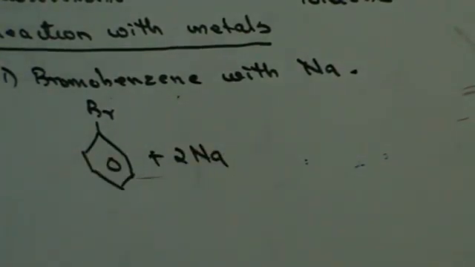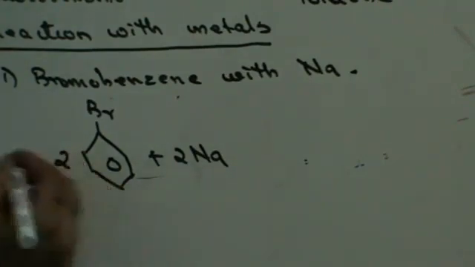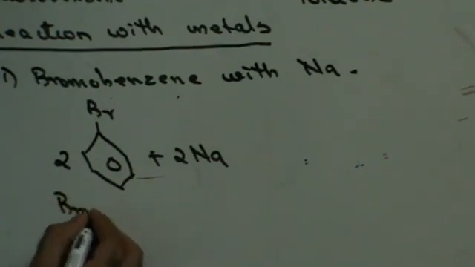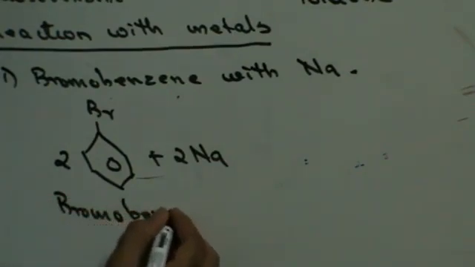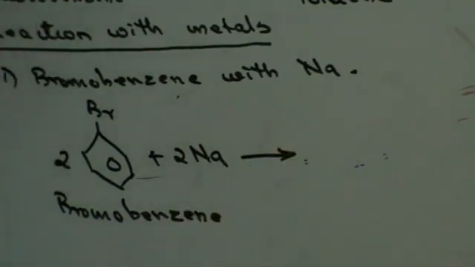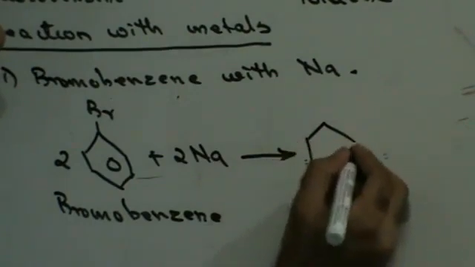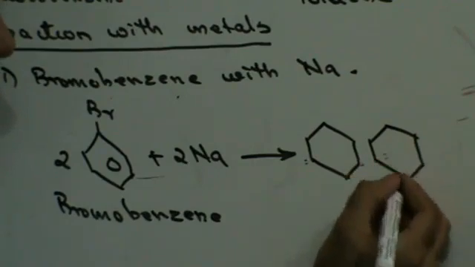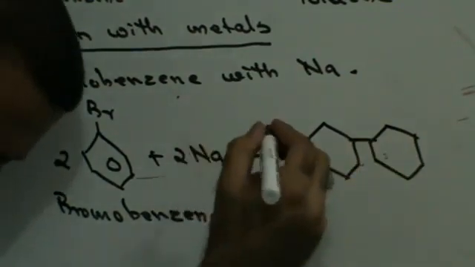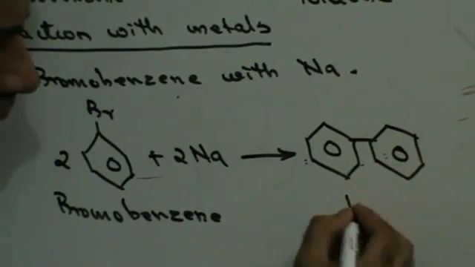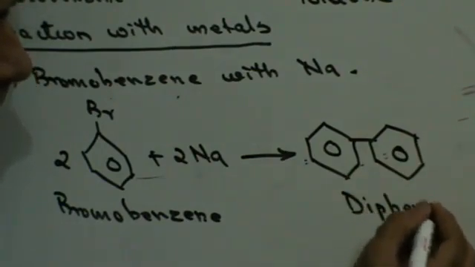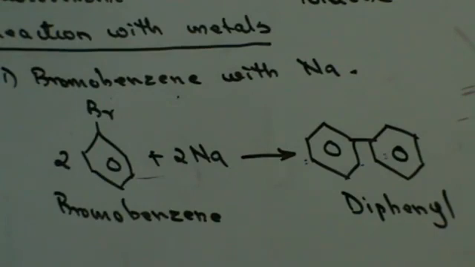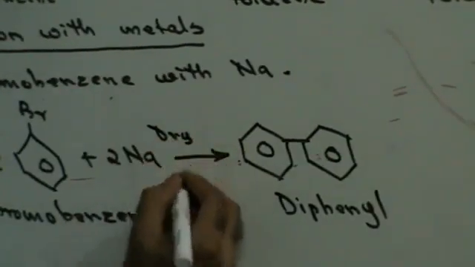Now this is very similar to your Wurtz reaction. So you take two molecules of bromobenzene and react with two sodium atoms. So what you will get is the two benzene rings will attach with each other, will get joined to each other, and you will have diphenyl. The reaction takes place in the presence of dry ether.